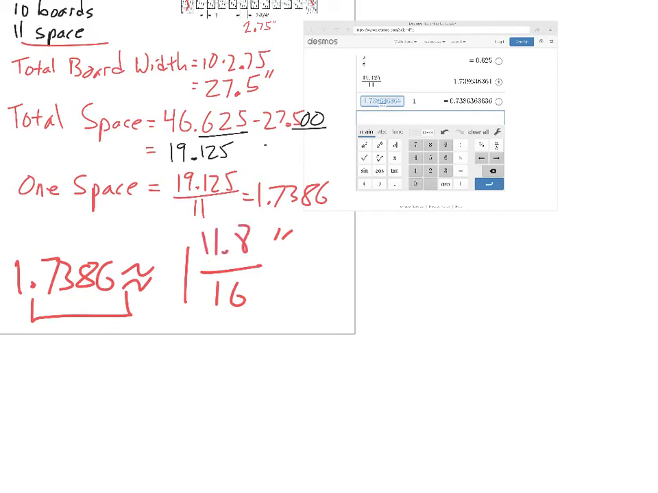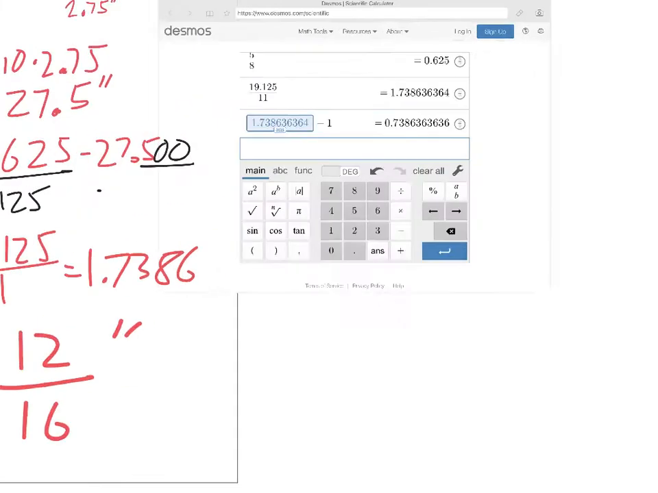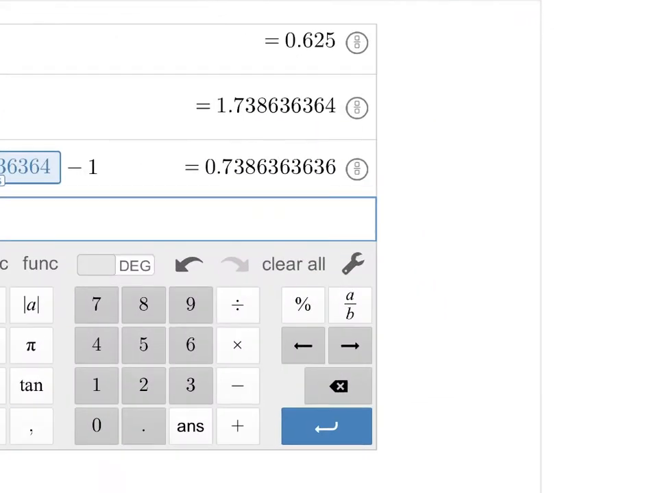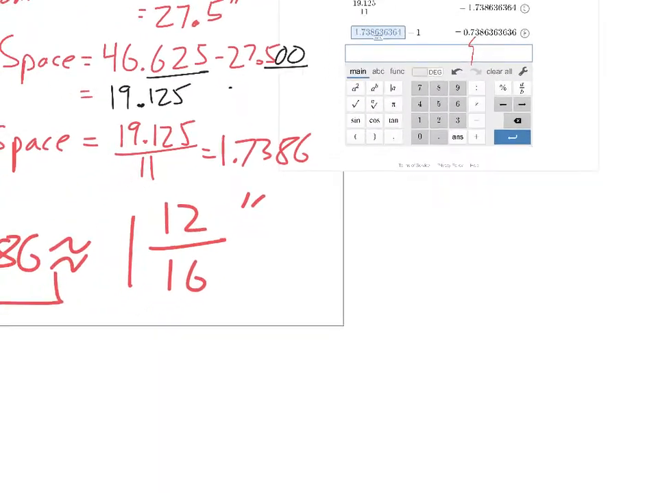Well, we want that to be a whole number. We want to go to the nearest whole number, so we're going to erase this 11.8 and round that off to 12. Remember, when you're rounding, whatever number we cut off, okay, this first number, if it's 5 or bigger, we round up to 12. If it was less than 5, we just cut it off.